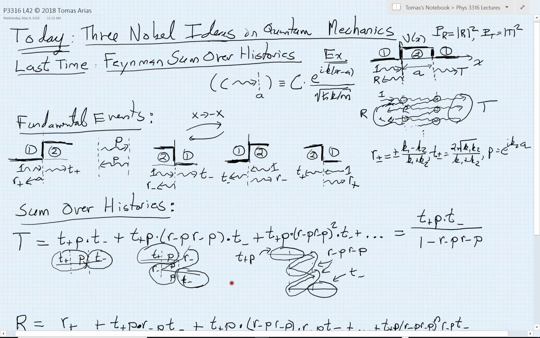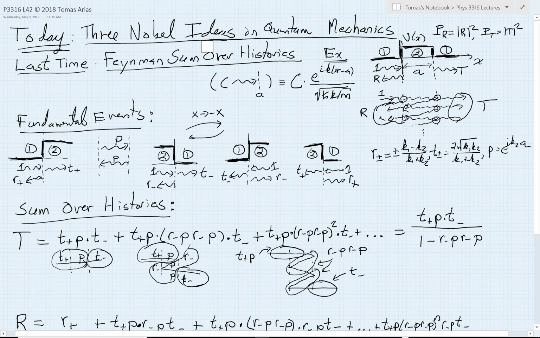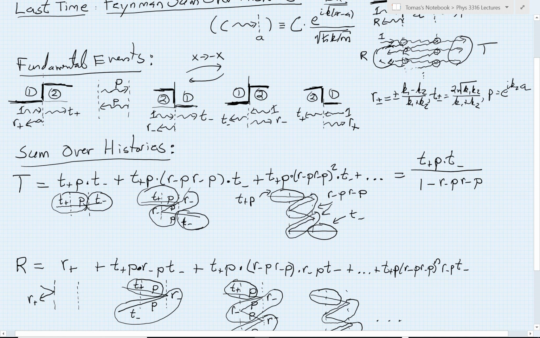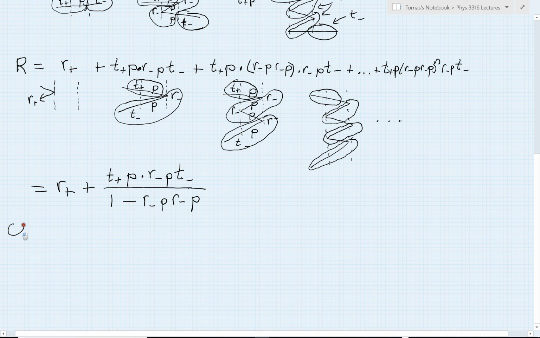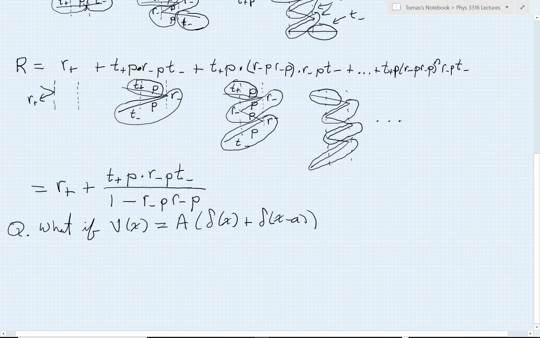So before we start to get into some of these really deep Nobel Prize ideas, let us try to gain a little more experience with what we're doing by considering a question about how we might apply this in a slightly different context. So here's the question: what should we do if we had a different potential instead? What if V(x) was equal to, say, some constant a times a delta function potential plus a second delta potential function, not centered at x equals 0, but centered at x equals a. Suppose we had a potential like this.